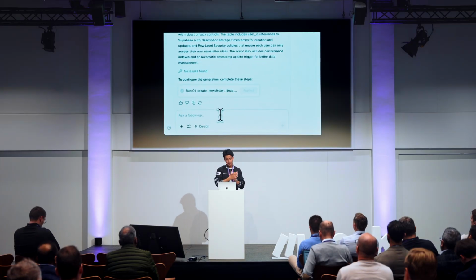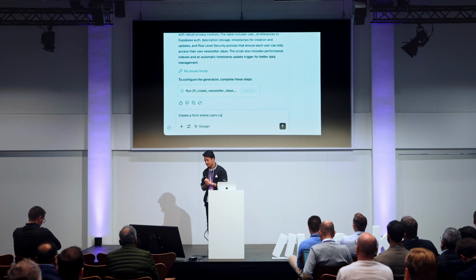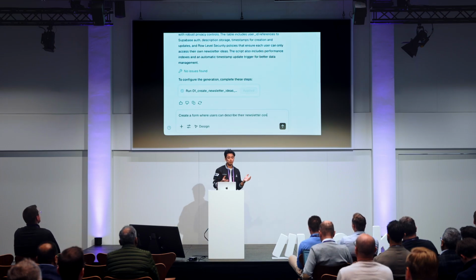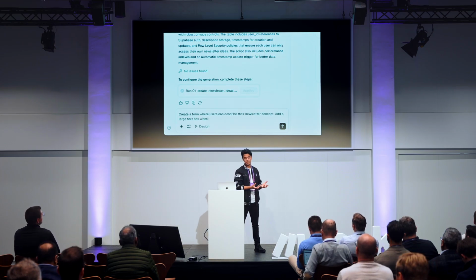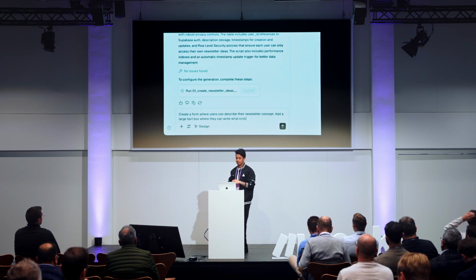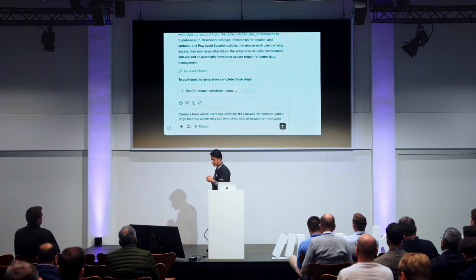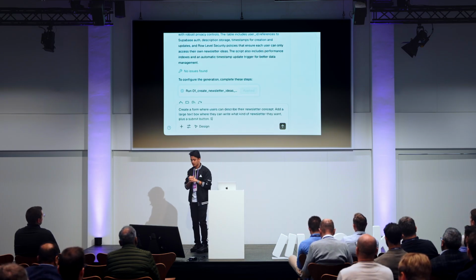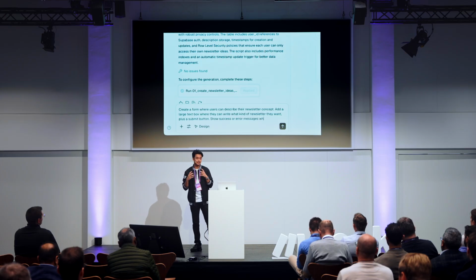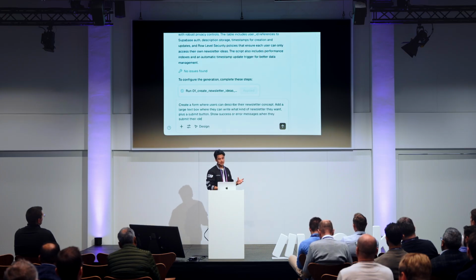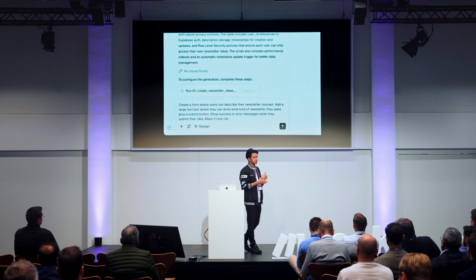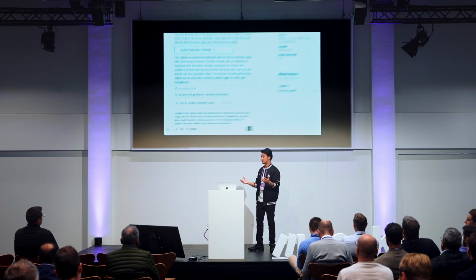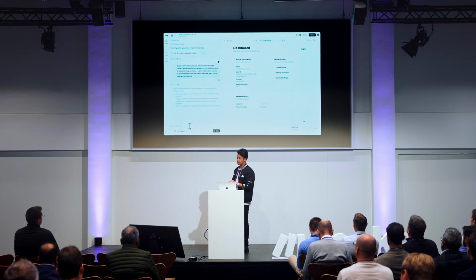Now, heading back, what do I write here? I basically ask it, create the form where a user can describe their newsletter. With that, add in a large text box where they can define how they want it to look, and also add in the submit button that comes with it. And if there are any errors, just show a success or error message, which is also very good for debugging, just to make sure that everything's working.